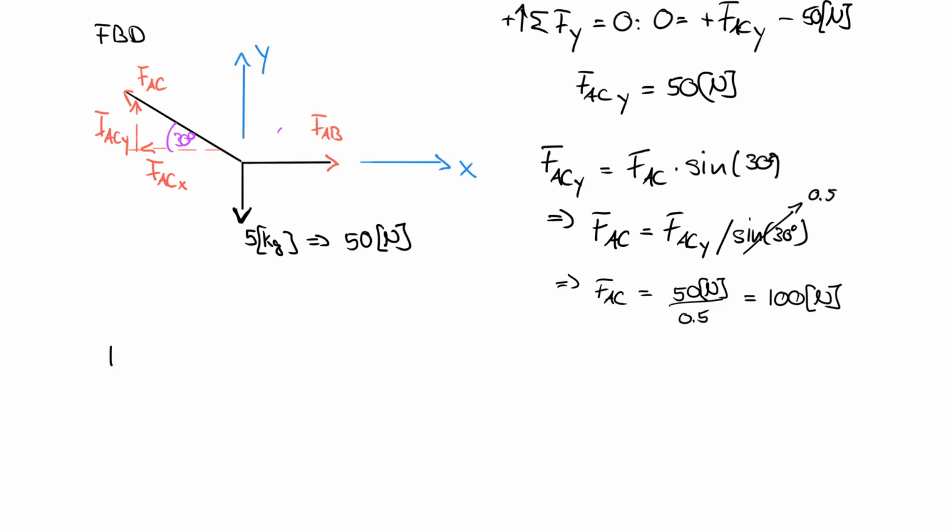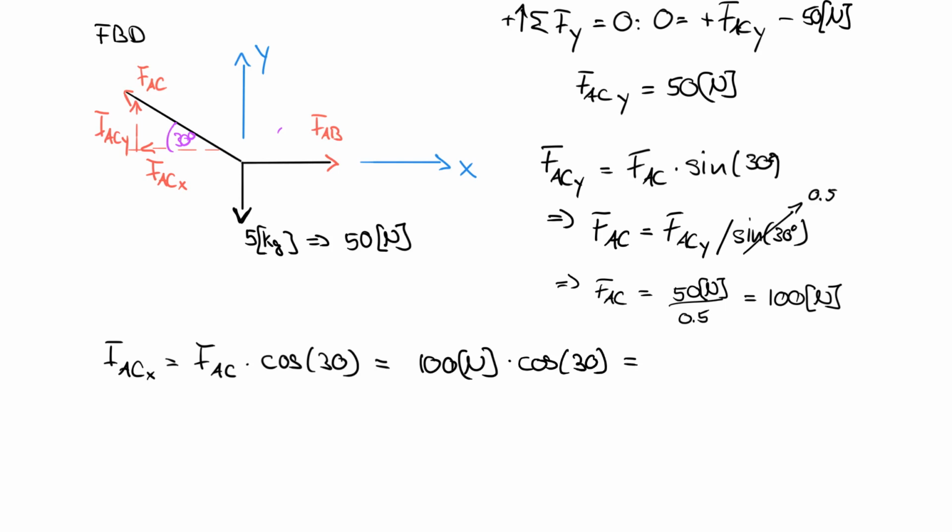So if I want to find my FACX, then I really need to say that FAC times cosine 30 is that component. And so that relates to 100 Newton multiplied by cosine 30. And that is nothing else than 86.6 Newton. And so now what I know is that 86.6 newtons is actually acting in the horizontal direction here at AC.